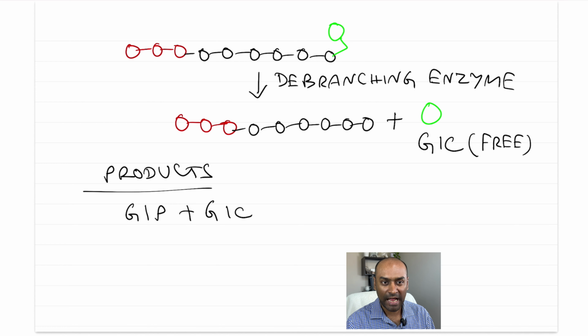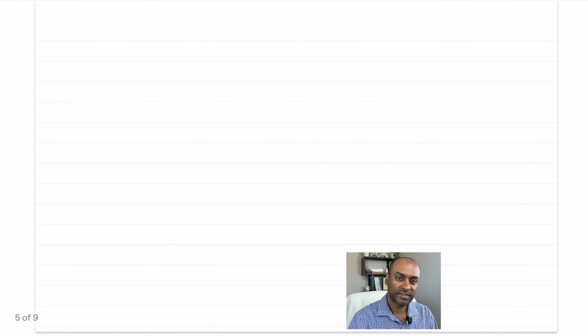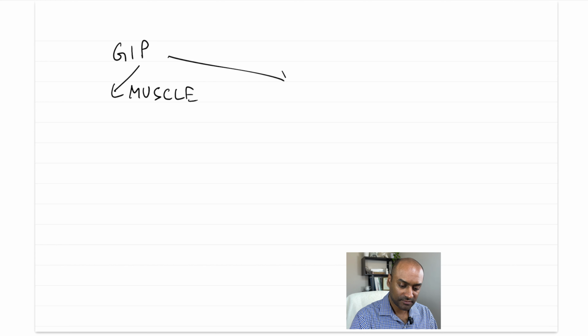Now the question is, what will we do with the glycogen breakdown product, which is G1P? As we know, different tissues have different roles. So for example, the G1P that we produced will serve 2 purposes. One will be in the muscle, and one will be in the liver.